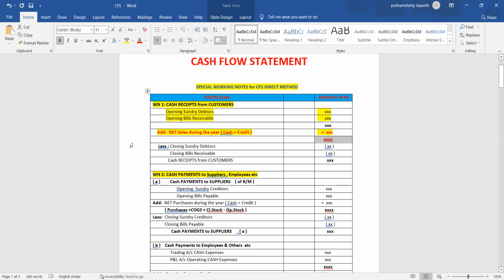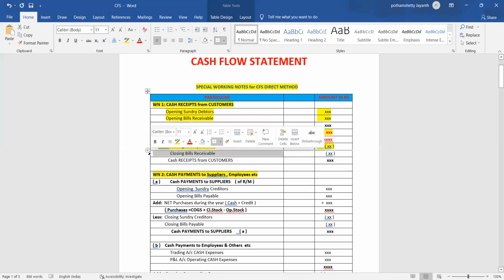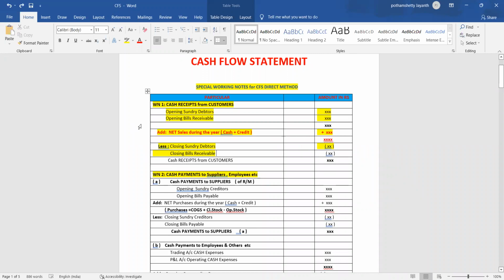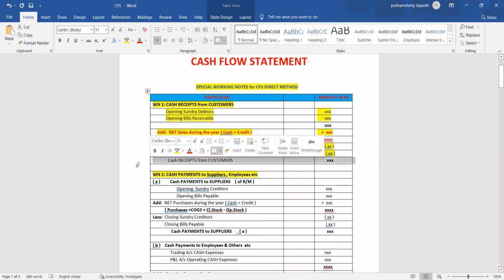From that total, you need to deduct the following. What you need to deduct? Closing sundry debtors and closing bills receivable. If you deduct, you will get cash received from customers. This is the important thing.